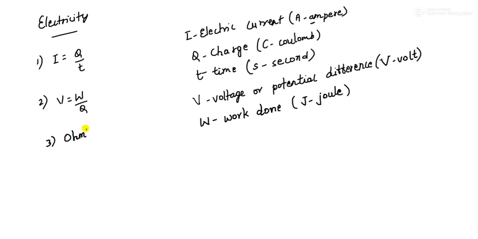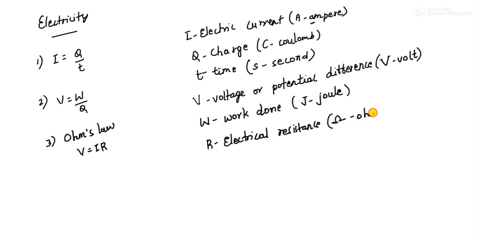Next, third formula is Ohm's law. Based on Ohm's law, V is equal to IR, where V is voltage, I is current, and R is electrical resistance. Its SI unit is ohm. This is the symbol, and it is written as OHM.